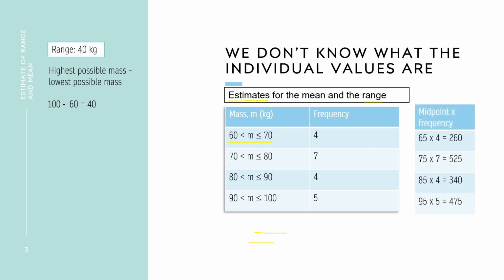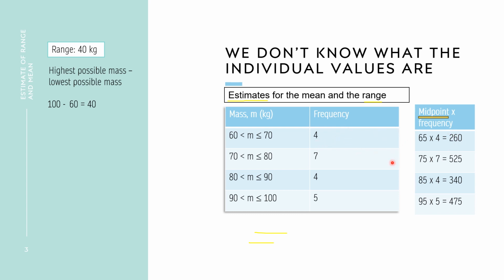So for the mean, we have to find something which is called the midpoint. And what is the midpoint? The midpoint is the point in the middle of these classes. So the midpoint of 60 and 70 is 65. And one way you can find this is by adding 60 and 70 to get 130, then divide by 2, and you'll get 65, which is the midpoint. Then you have to multiply this midpoint by the frequency, and you'll get 260.